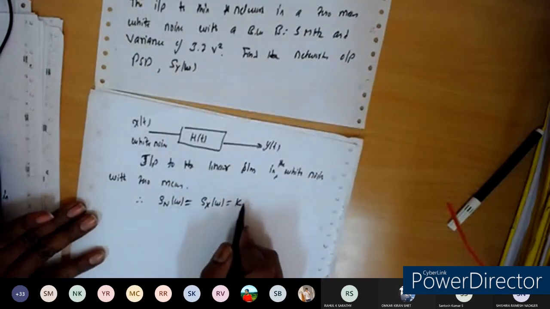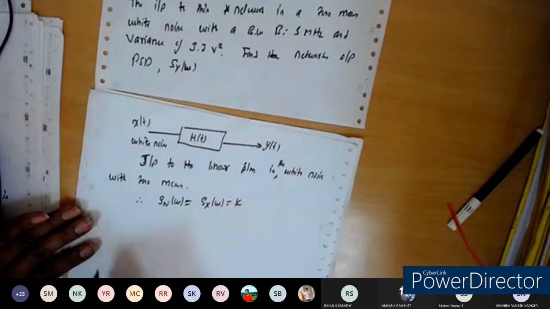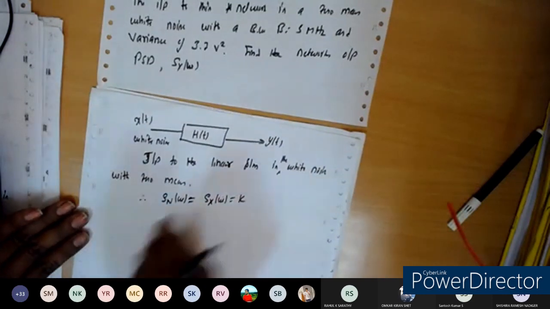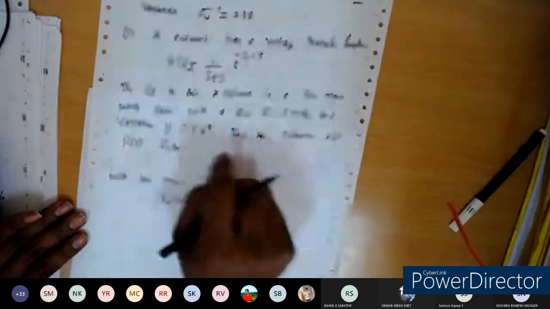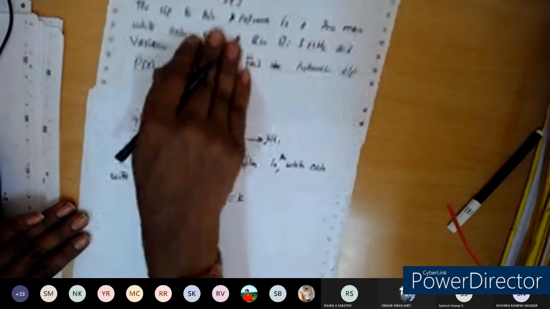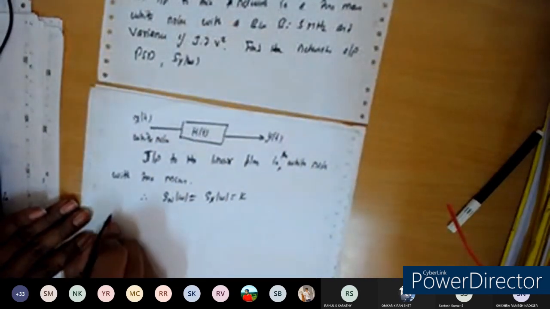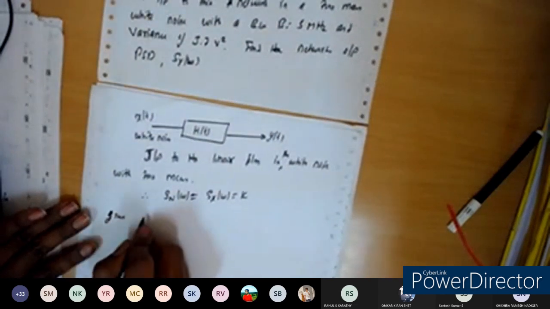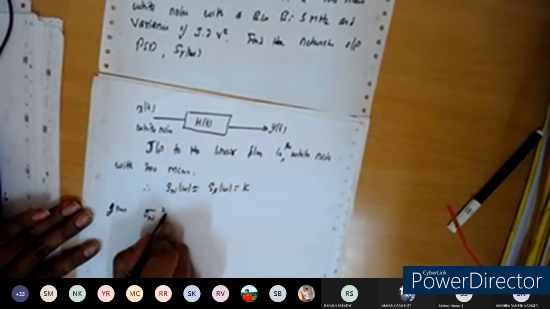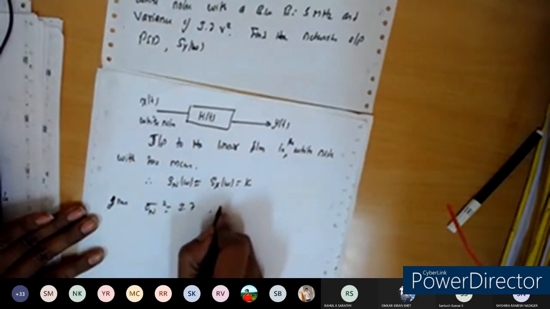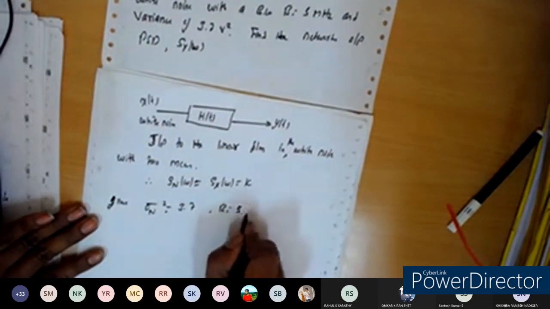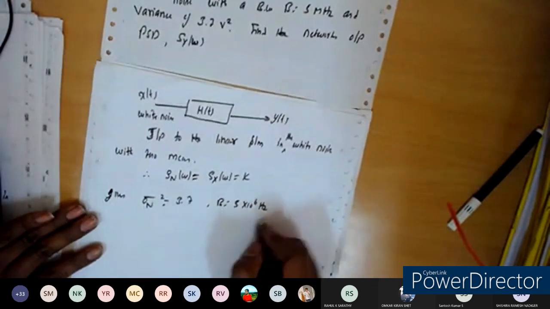Sx of omega is equal to k. Some data has been given here: they've given the variance, the bandwidth, and the transfer function. So let us take that. The variance sigma n square is equal to 3.7, and the bandwidth B is 5 megahertz, so 5 into 10 to the power of 6 hertz.